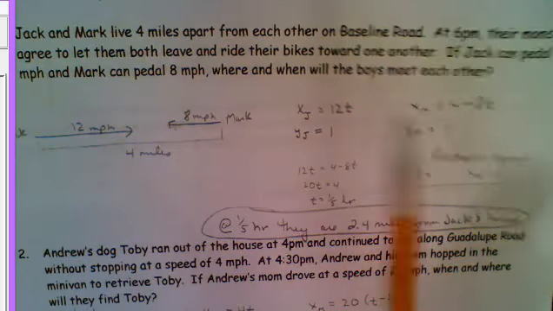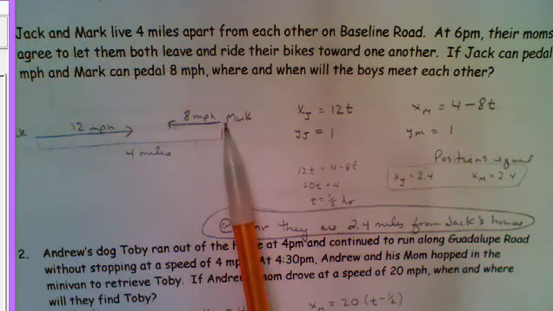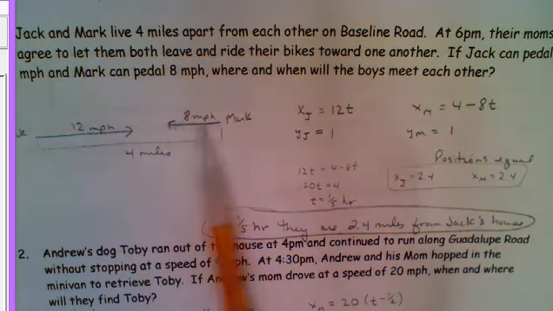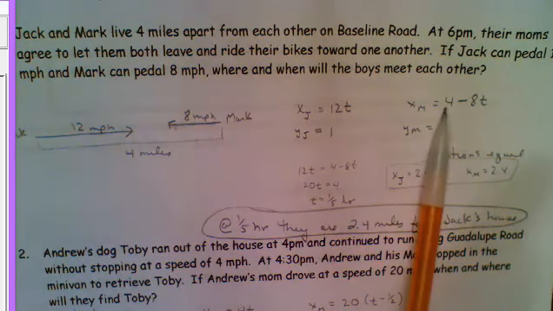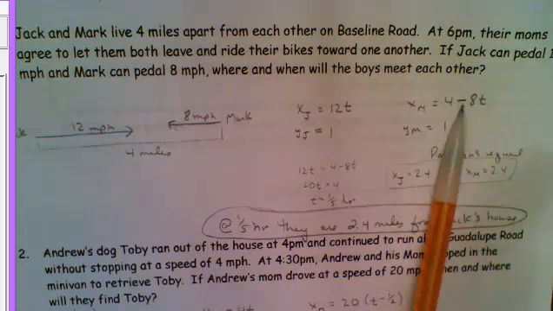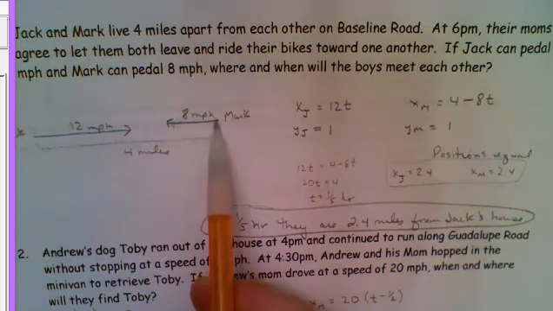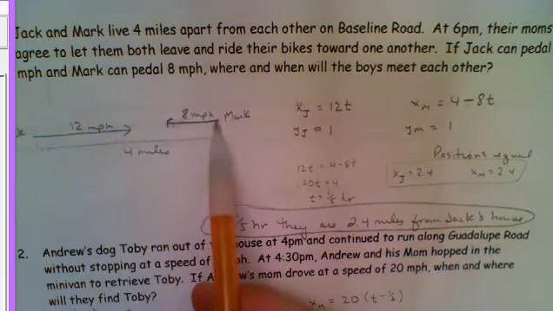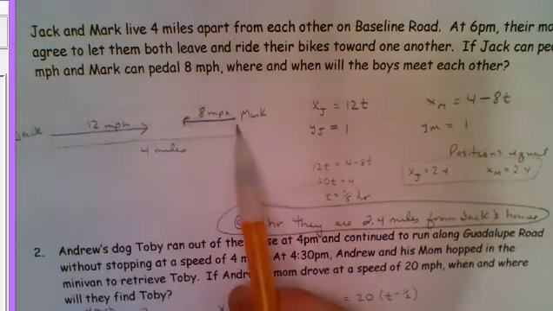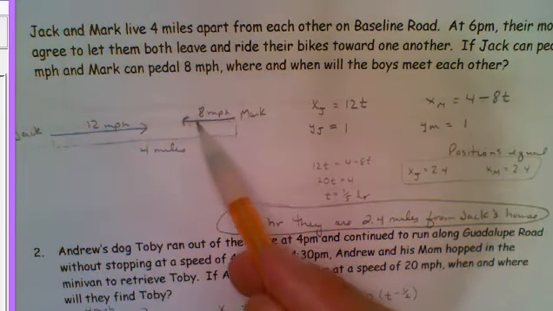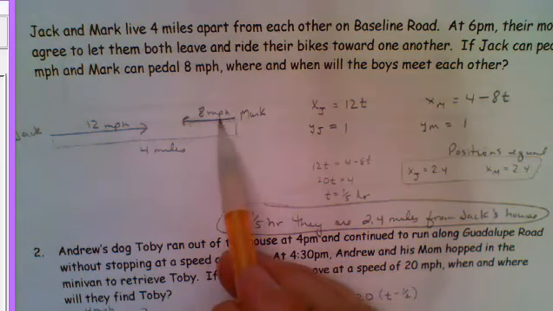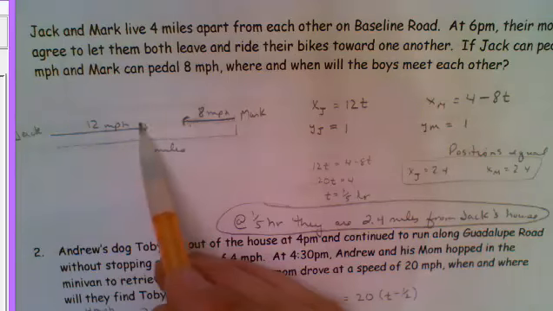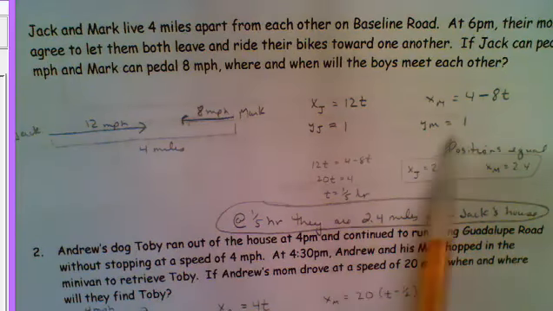But with Mark, because he's starting 4 miles over and going in the opposite direction, towards Jack, I said he's going to start at 4, but now he's going to go minus 18t because he's going in that direction. So we have to make sure we take the original 4 units away, but as he walks, his position decreases. His position will go from 4 towards 0. And again, the same arbitrary y value.